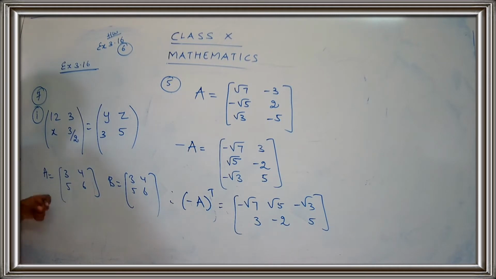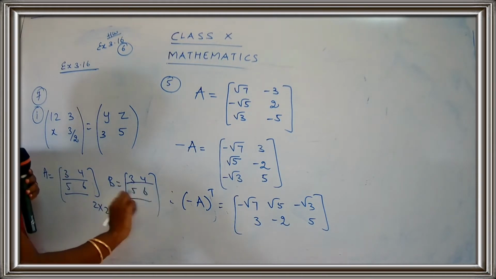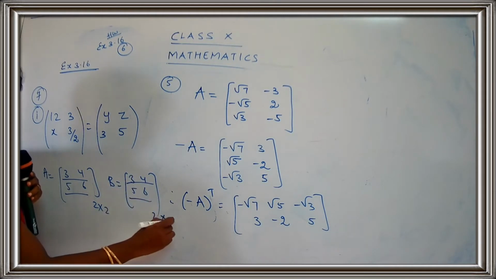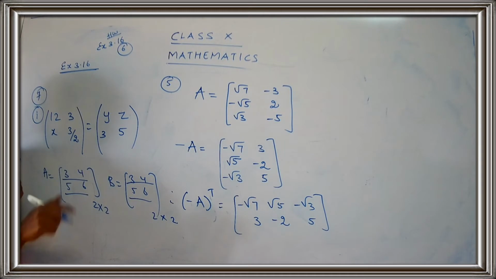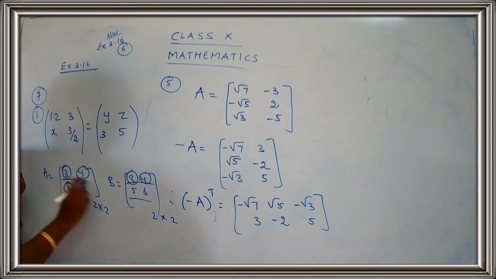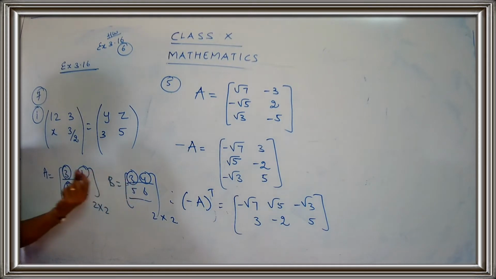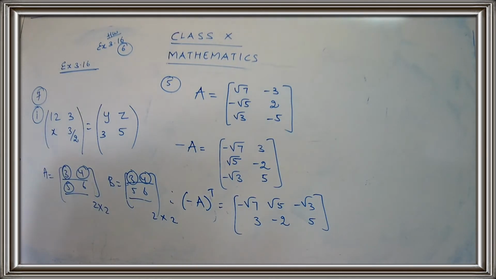Yes. How? Because first of all the orders are same. What is the number of rows here? 2. Number of columns 2. Number of rows 2. Number of columns 2. So the order is same, and not only the order, each element, see, 3 and 3 same, 4 and 4 same, 5 and 5 same, 6 and 6 same. So each element of A is the same as the corresponding element of B. The first element will be equal to the first element, the second element will be equal to the second element, and so on. That is what we call an equal matrix.